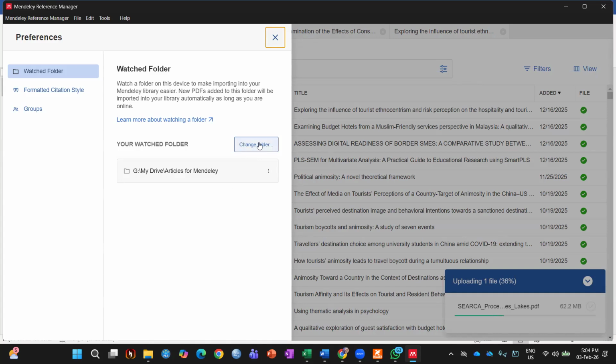So as for me, I already have a special drive in my Google Drive. I put it as articles for Mendeley. So whenever I download articles, it goes in there and it will be captured automatically by Mendeley. So it saves a lot of time.